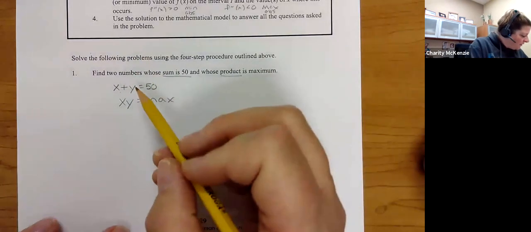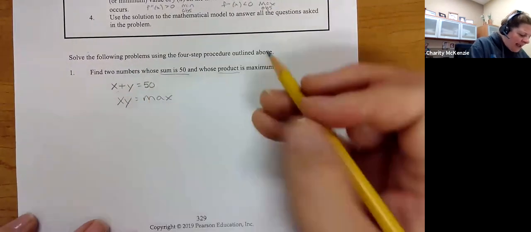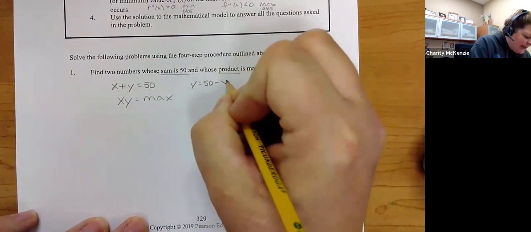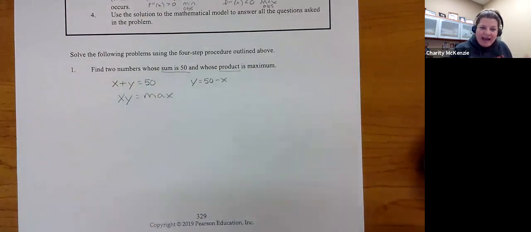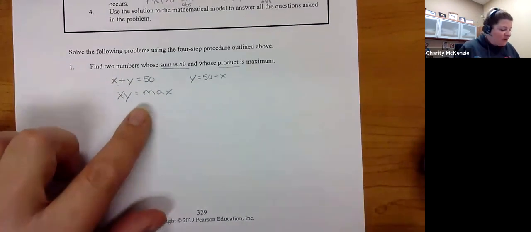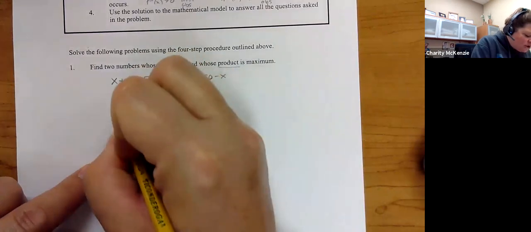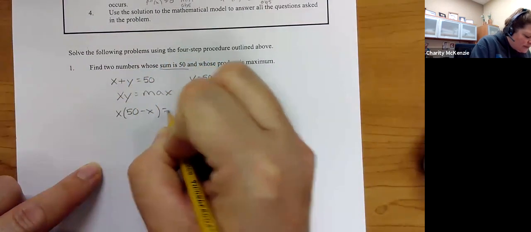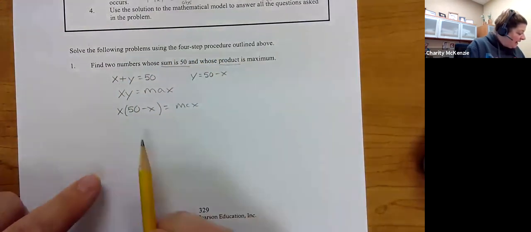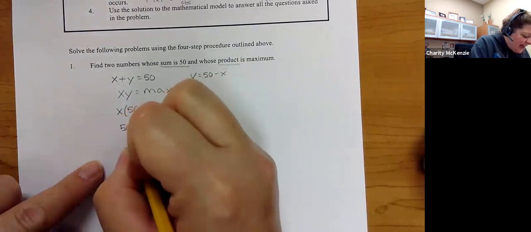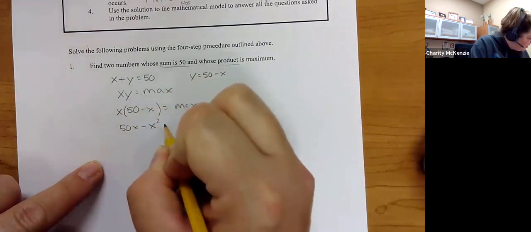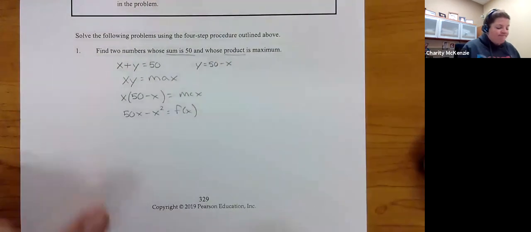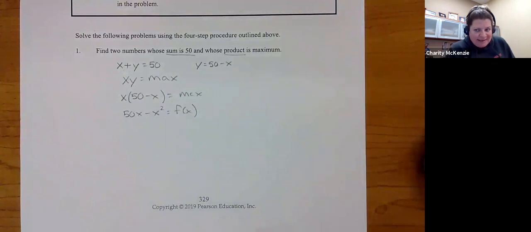So I'm going to solve for y up here. So y will equal 50 minus x. Then I can substitute that into my max function here. Now my max function will be x times 50 minus x equals the max. I'm going to simplify that, and I just have 50x minus x squared equals the max. We can call this the function that we want to find the max of.